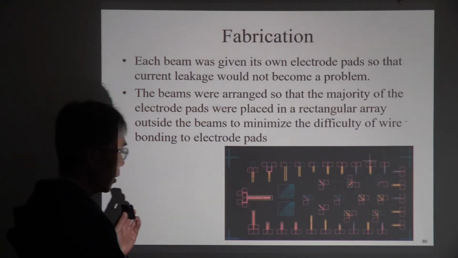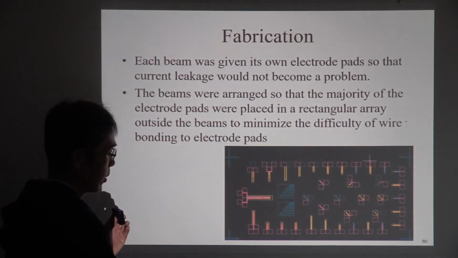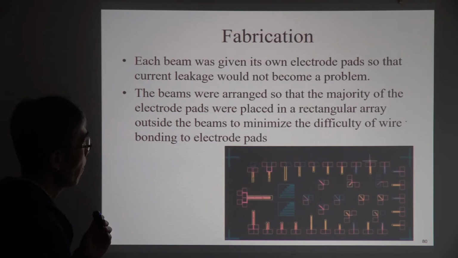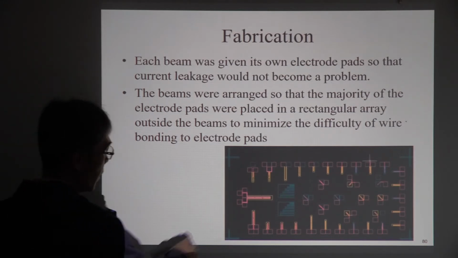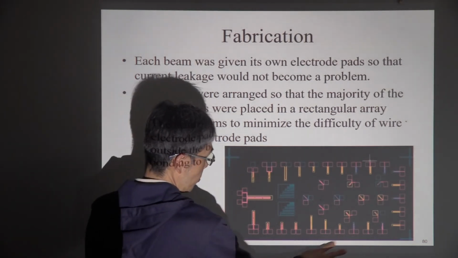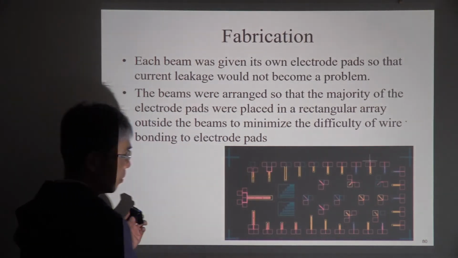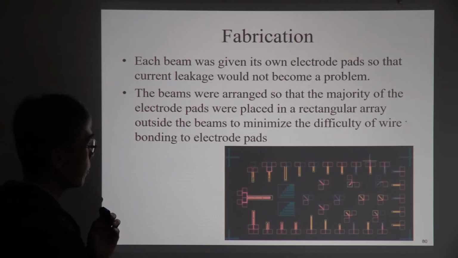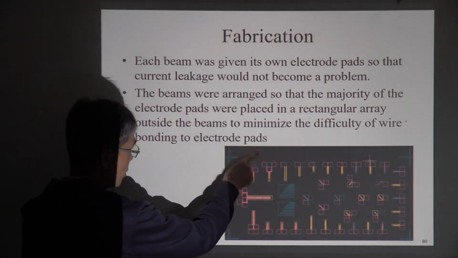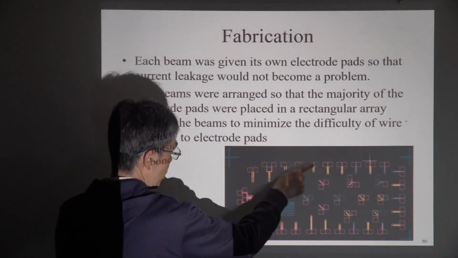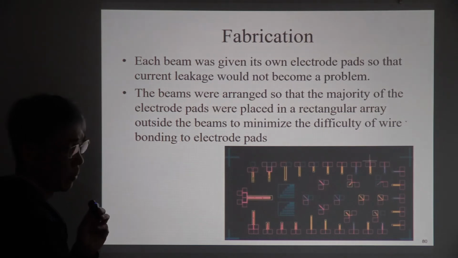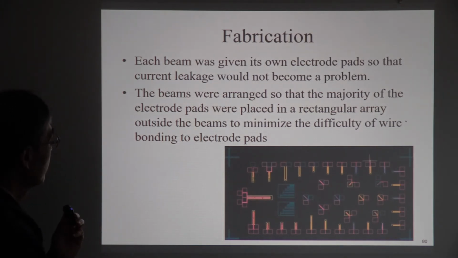Okay, so this is the layout of the device. And the pads are located at the edge of the device. So in this way, you can minimize the wire bonding. So the wire bonding just goes out. So it's relatively easier for wire bonding design.